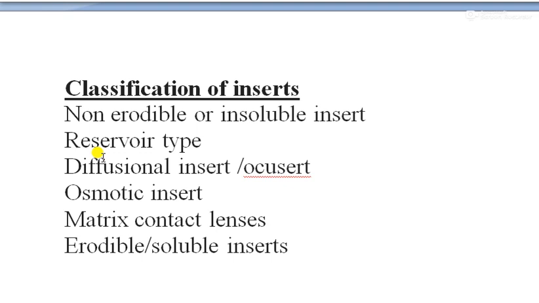So basically the difference between the erodible and non-erodible preparations: the erodible or soluble inserts are inserted into the eye cavity and slowly erode and release the drug. Basically what happens is, in case of non-erodibles, it would not erode, okay, but in case of erodibles it should erode in the eye.